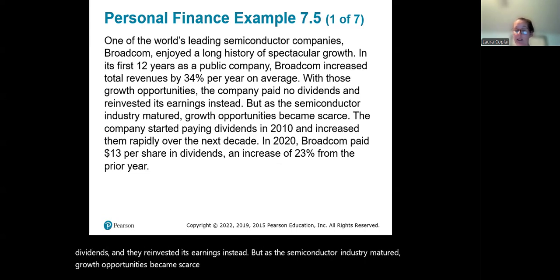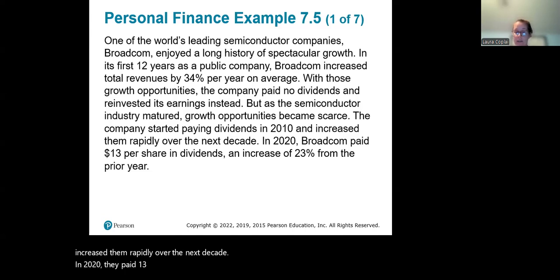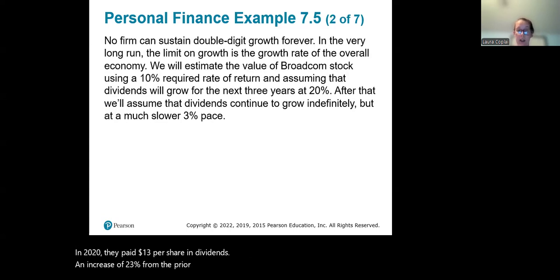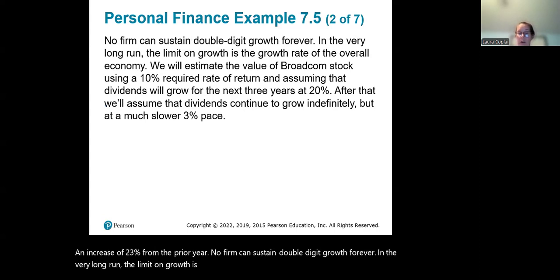So the company started paying dividends in 2010 and increased them rapidly over the next decade. In 2020, they paid $13 per share in dividends, an increase of 23% from the prior year. No firm can sustain double-digit growth forever. In the very long run, the limit on growth is the growth rate of the overall economy.